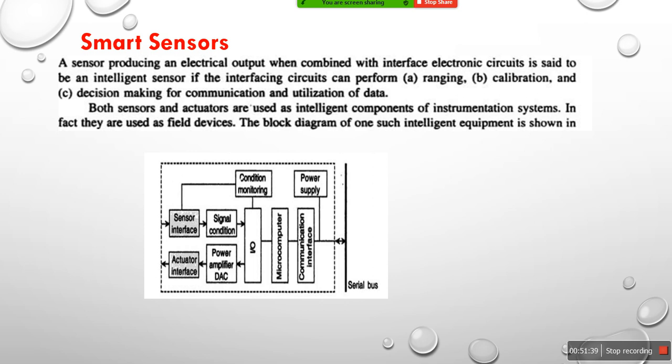So when it can take a decision, that means based on the output produced. Here, this sensor producing an electrical output, when combined with the interface electronic circuits, is said to be an intelligent sensor. That means when this particular output is combined with various types of circuits, then it itself has to take a decision. So if the interfacing circuits can perform ranging, calibration, and decision making for the communication and utilization of the data. What do you mean by ranging? It means that within that particular range it has to operate.